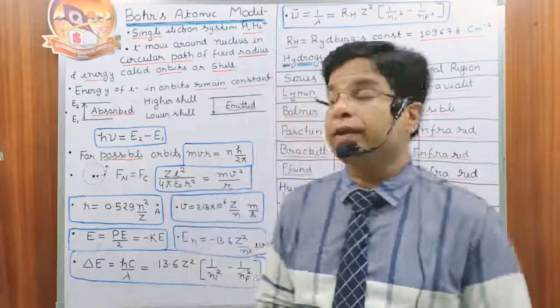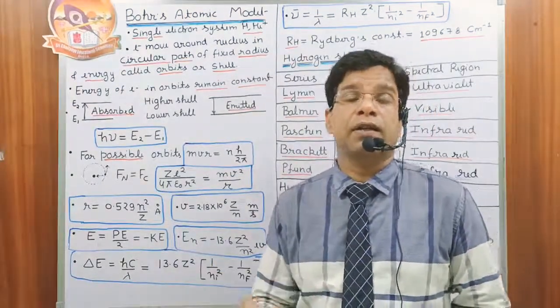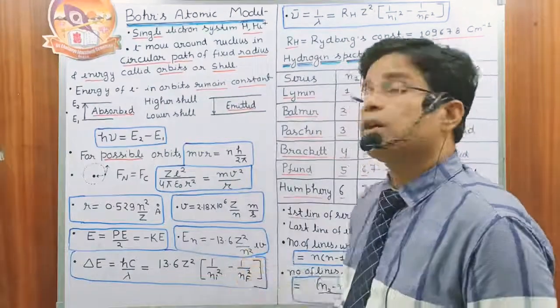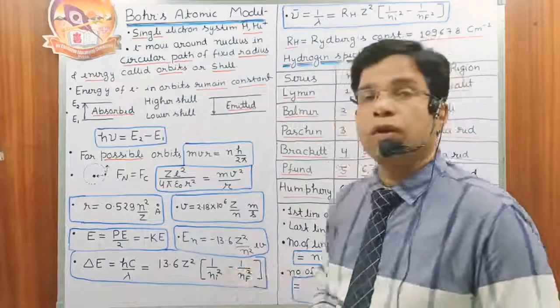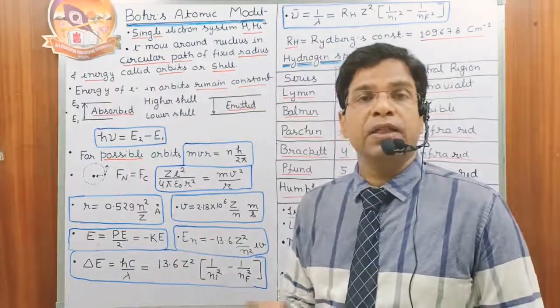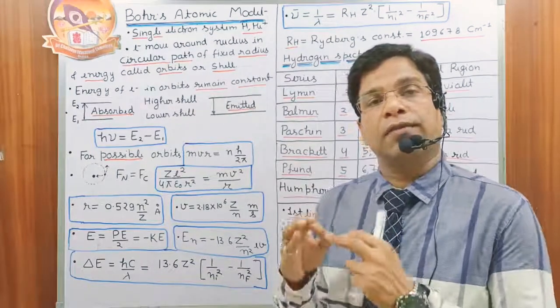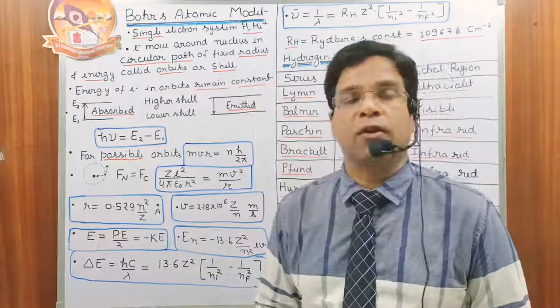Energy formula: the energy of the electron in the nth shell is always minus 13.6 Z square upon n square electron volt. If Z is equal to 1 for hydrogen and n is equal to 1, the first shell, then the energy of the electron in the first shell of hydrogen becomes minus 13.6 electron volt.